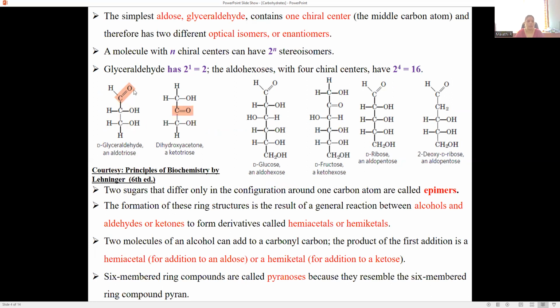Aldo sugar, since the aldehyde group is present. You have to remember CHO will be the aldehyde group. And in the case of dihydroxyacetone phosphate, again, it is a 3-carbon carbohydrate where you have a keto group. C double bond O alone means it is a keto group. If it has CHO, it means an aldehyde group. So you have 2 hydroxyl groups here. Here also, more than 1 hydroxyl group is present. So it is also called polyhydroxy.